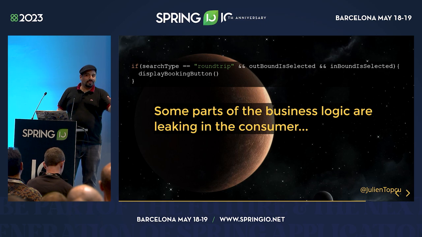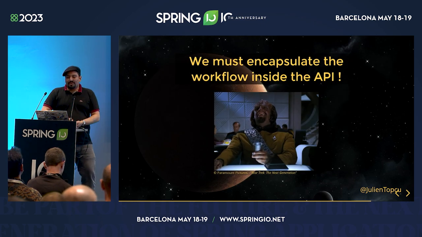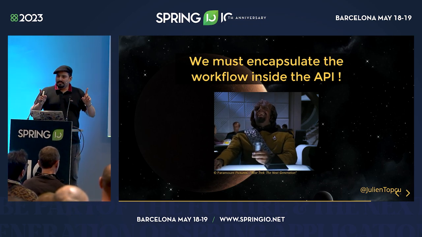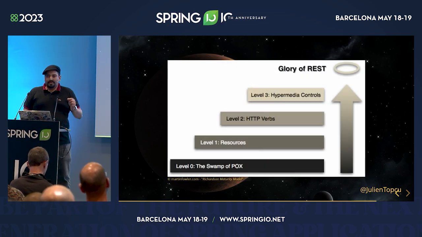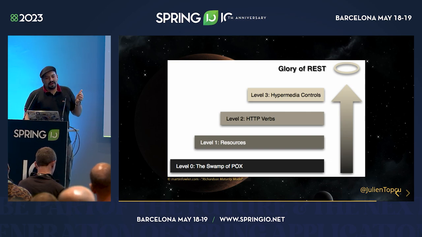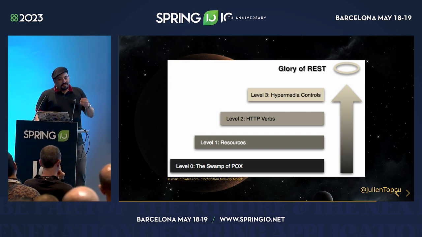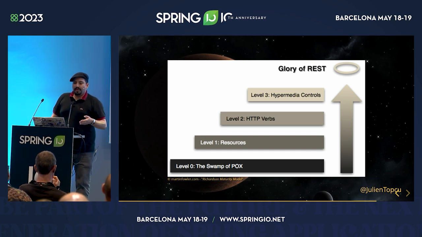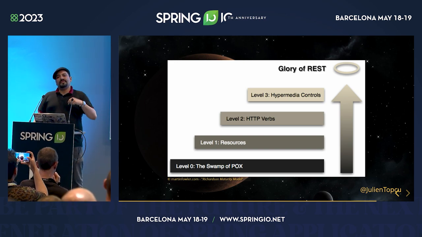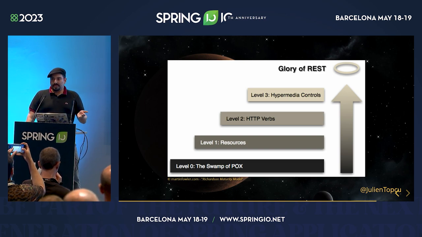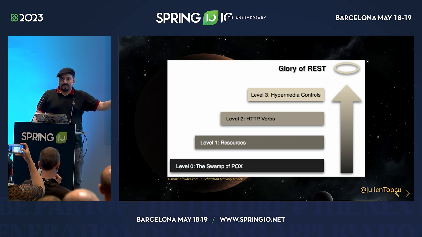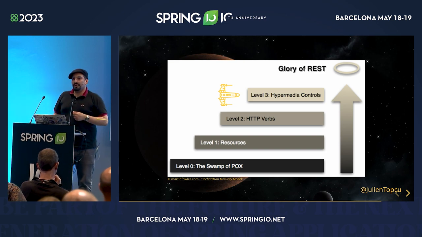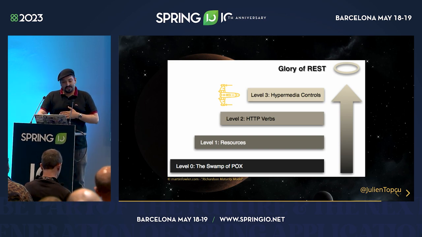So once again, the solution is quite easy to say. Let's encapsulate the workflow inside the API. But is that even possible? Did you hear about the Richardson maturity model? Yes? So Richardson categorized REST applications in four levels. Level zero, you are not REST. Level one, you have resources. Level two, you are using the HTTP methods to drive the life cycle of your resources. And people stop there. But since the very beginning of REST, you have the hypermedia controls. And this is where we will find the solution for the problems we just saw.